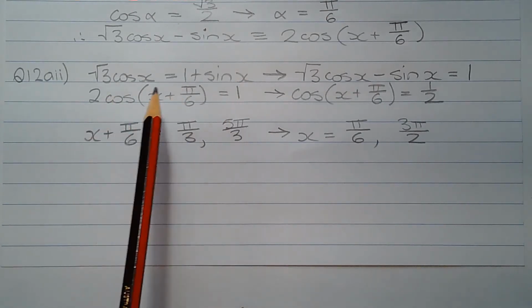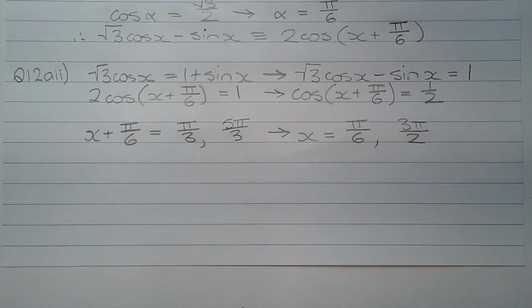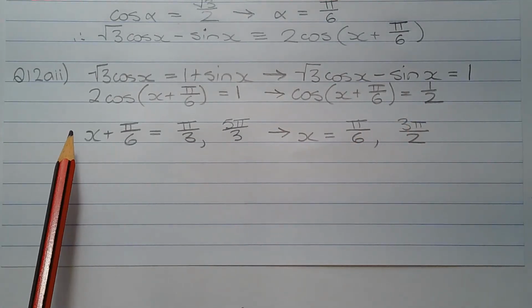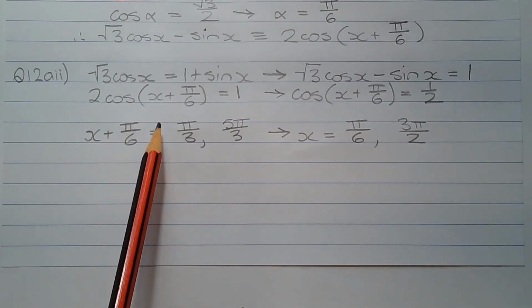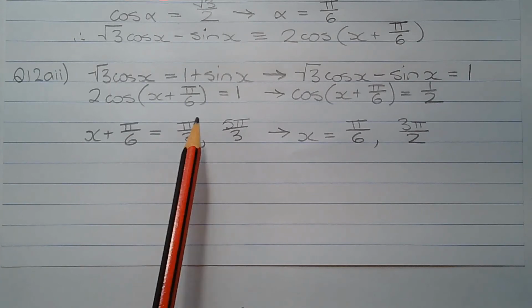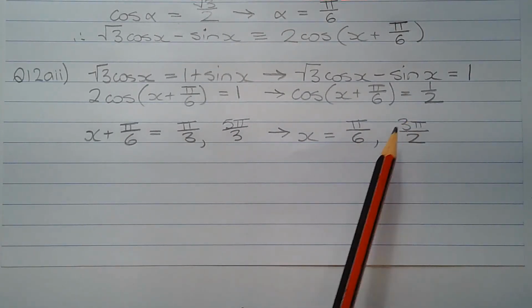Dividing both sides of the equation by 2, we have cos(x plus pi over 6) equals half. Taking the inverse cos of both sides of the equation, we get x plus pi over 6 is equal to pi over 3, or 5 pi over 3. And subtracting pi over 6 from both of these values, we have x is equal to pi over 6, or 3 pi over 2.